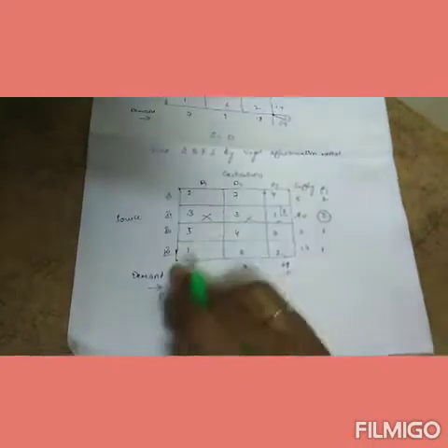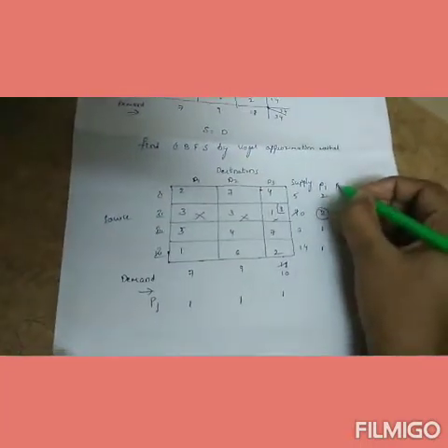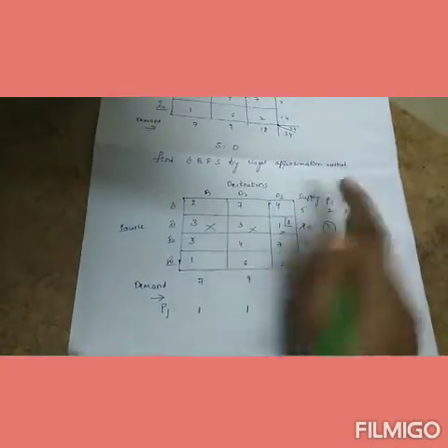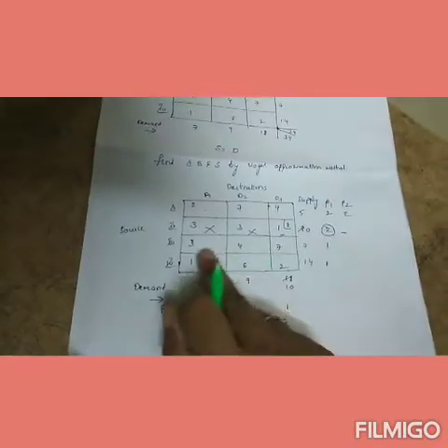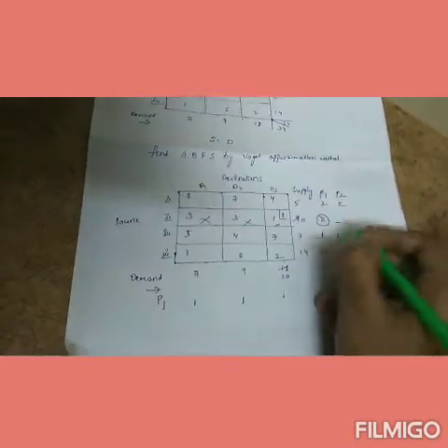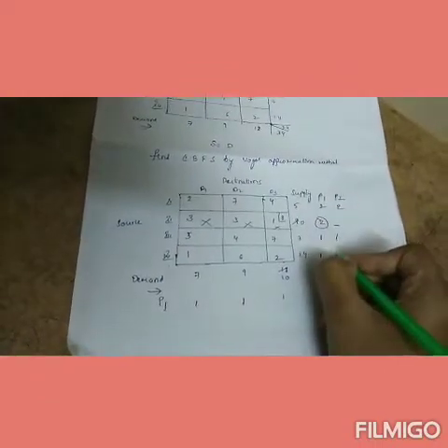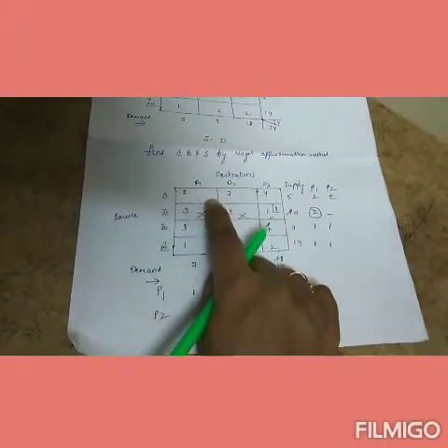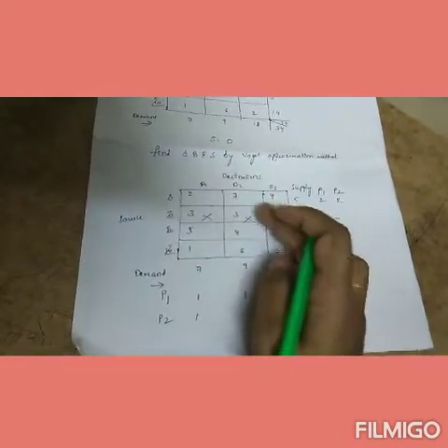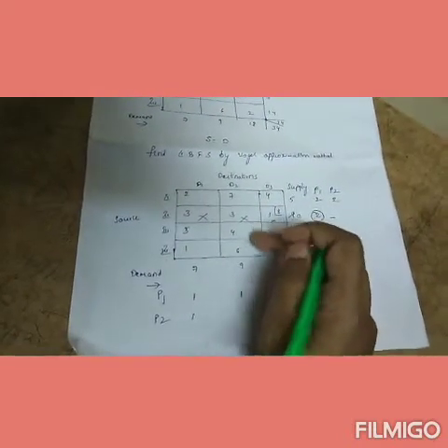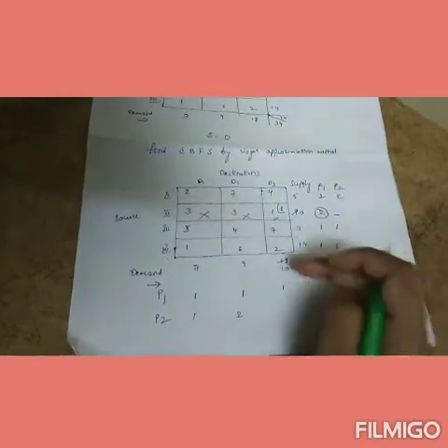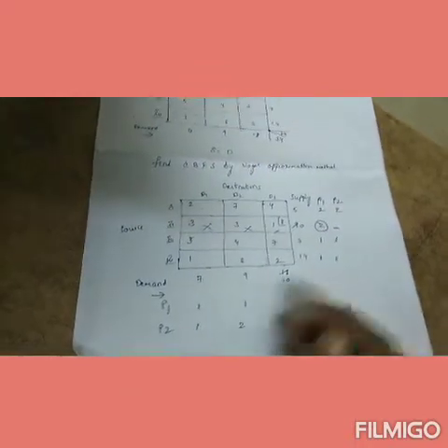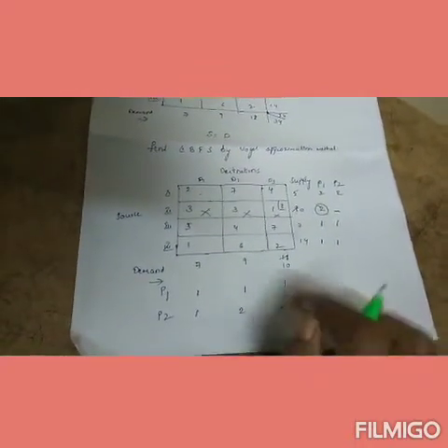And next, penalty P2. We take the same: 4 minus 2, 2, and this cell is not there. And next 5 minus 4, 1, and next 2 minus 1, 1, and next here P2: 2 and 1, 2 minus 1, 1, and here 6 and 4, so 6 minus 4, 2. And next 2 and 4, 4 minus 2, 2. Here also the same.